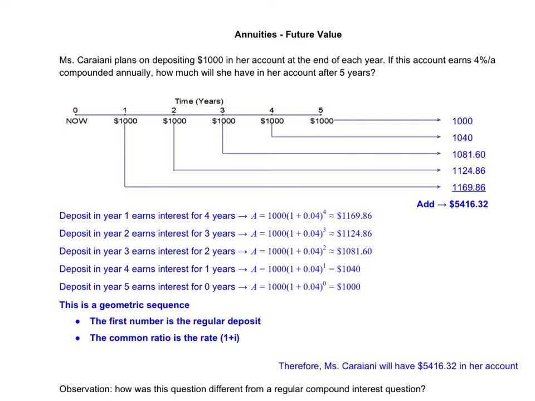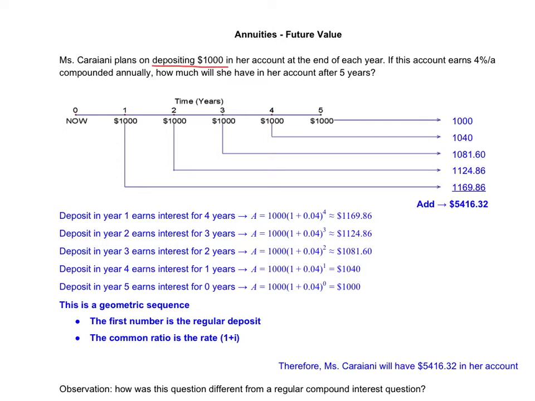So, Miss Carrie Annie plans on depositing $1,000 in her account at the end of each year. If this account earns 4% per annum compounded annually, how much will she have in her account after 5 years? Looking at this, you might think it's a regular compound interest scenario, but the key word here is that I am depositing $1,000 in my account each year. So it's not a one-time deposit. And that is really the main difference between an annuity and regular compound interest: the fact that you are adding money into your account at regular intervals.